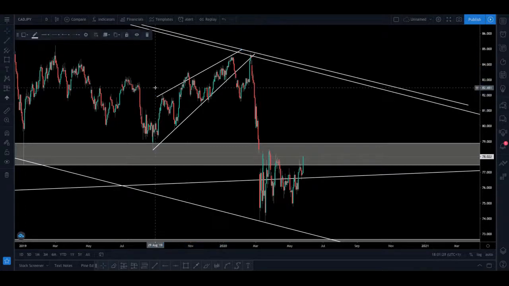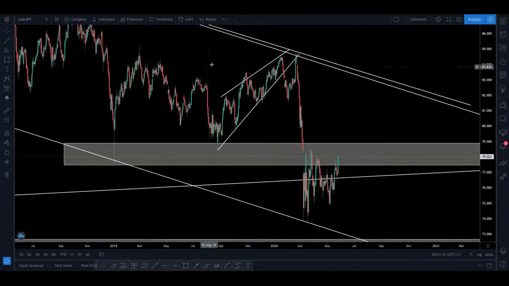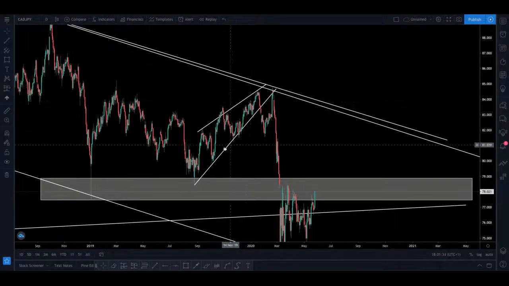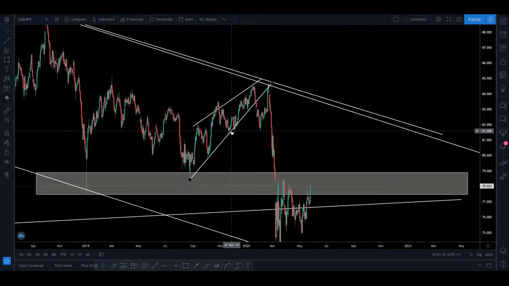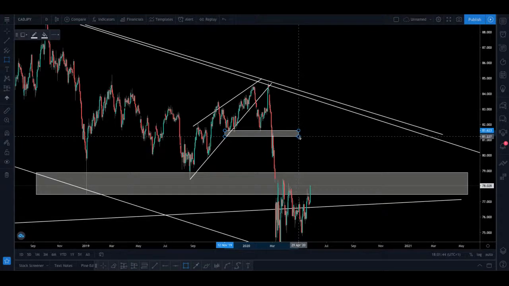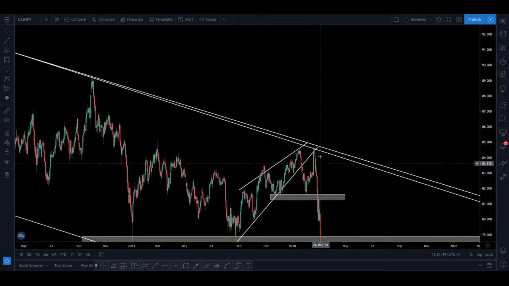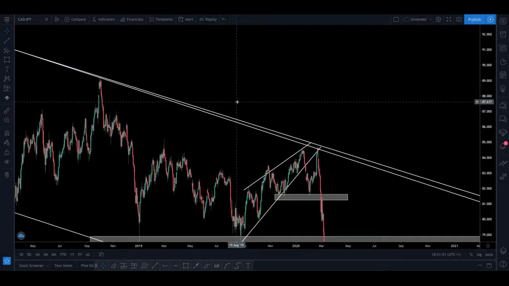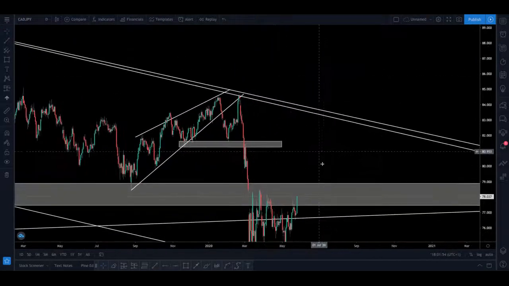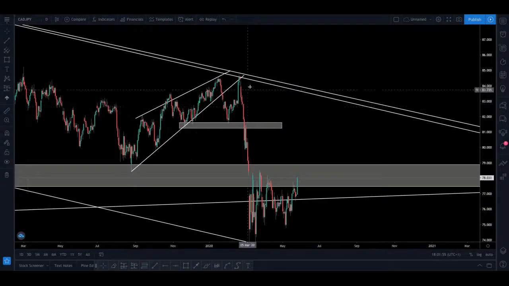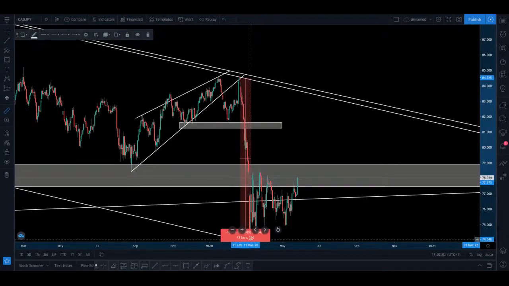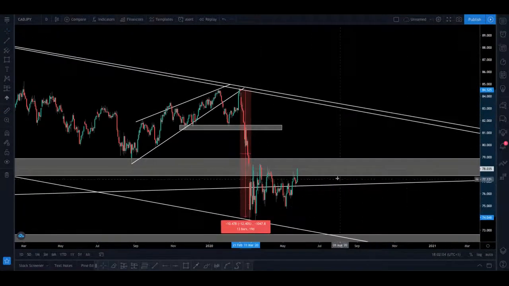So we had sort of this wedge pattern which was working as a corrective structure. Price did break, head down to this low, this key level here, which I'll outline for you right now. Price headed to this key level, came back to retest it and also retest the channel top of the weekly and monthly resistance levels before we saw a drop of a 1,000+ pips in under a month.